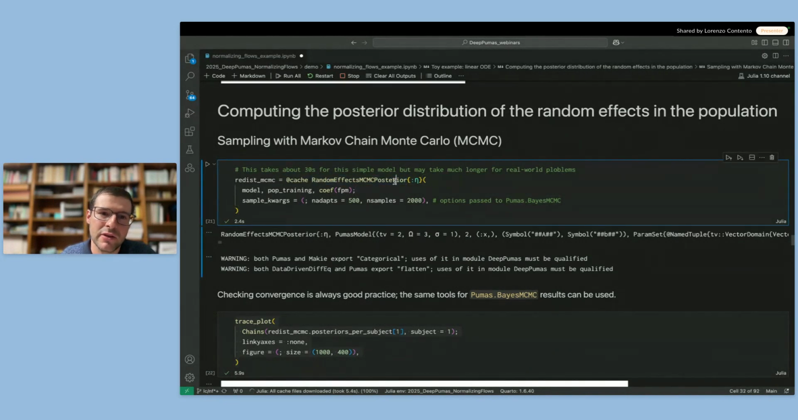The first one is using Markov chain Monte Carlo to sample from the posterior of each subject, given its observations and the fitted values for the population level parameters that we have obtained just above. So MCMC is, let's say, the best method because it approximates quite well the true posterior, but can take a lot of time. For this simple case, it just takes 30 seconds for 1,000 subjects, but in real-world cases, it may take much longer.